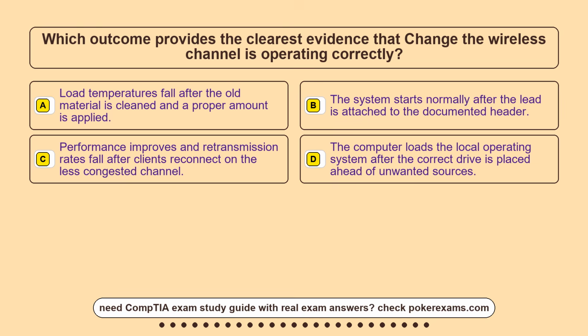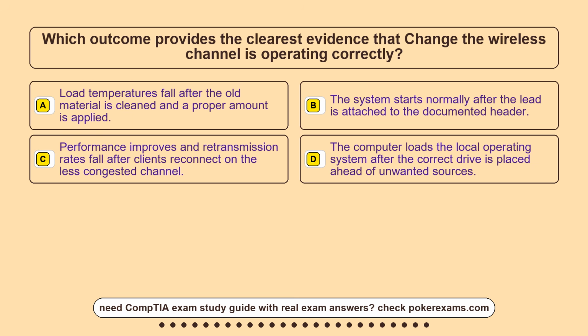Question 13. Which outcome provides the clearest evidence that changing the wireless channel is operating correctly? Option A. Load temperatures fall after the old material is cleaned and a proper amount is applied. Option B. The system starts normally after the lead is attached to the documented header. Option C. Performance improves and retransmission rates fall after clients reconnect on the less congested channel. Option D.